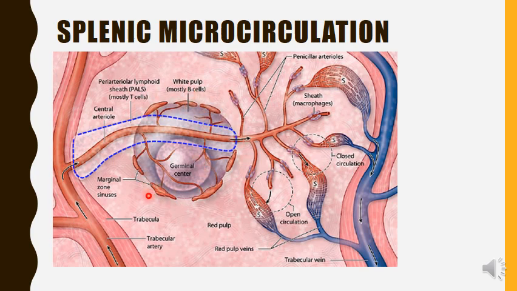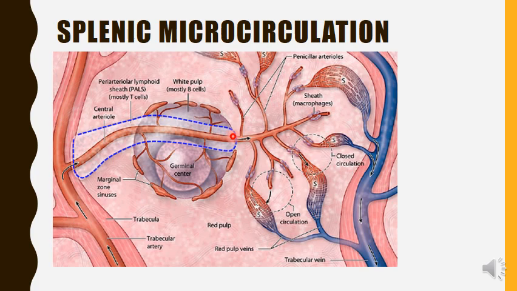So this area is called the white pulp, and the rest of the area in between the white pulp is called the red pulp. The white pulp is also called Malpighian bodies, and each white pulp is traversed eccentrically by an arteriole.